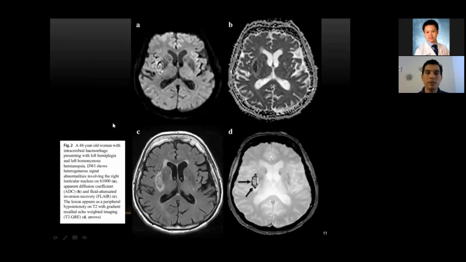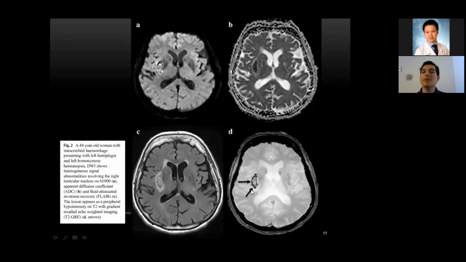So in this case, we have a woman presenting with left hemiplegia and left homonymous hemianopsia, and DWI shows heterogeneous signal. And ADC shows a subtle hypointensity. So this could be controversial, but thinking of a stroke. But in this image in FLAIR, this is hyperintense. And in a hyperacute moment, that could be only a hematoma.